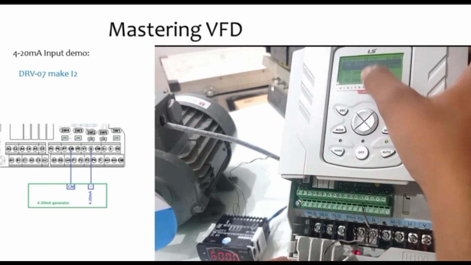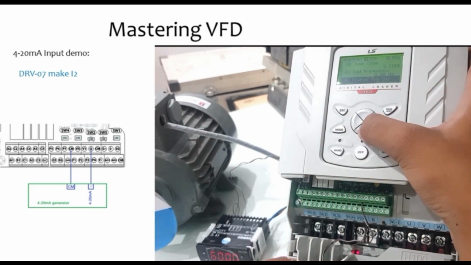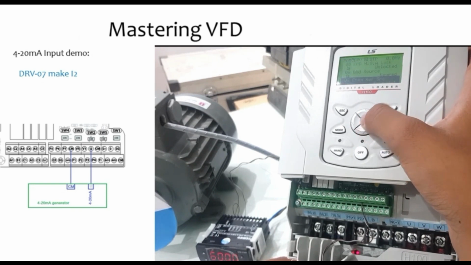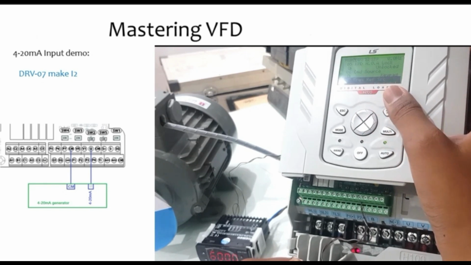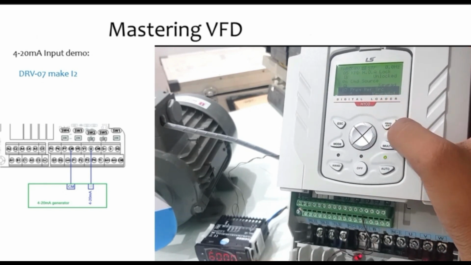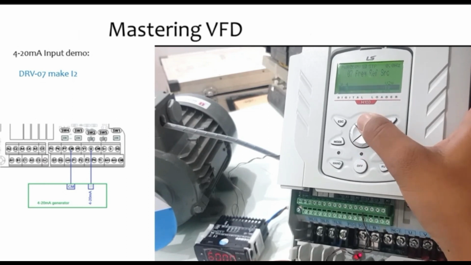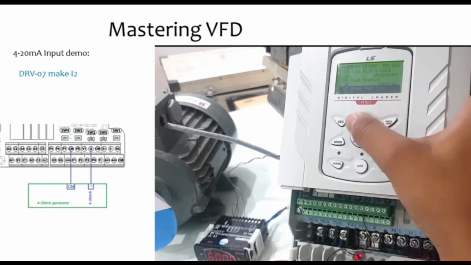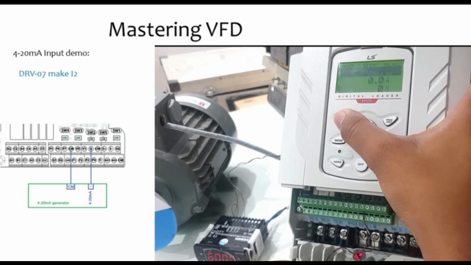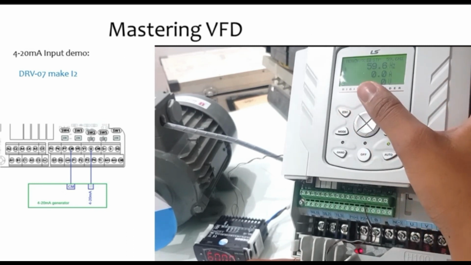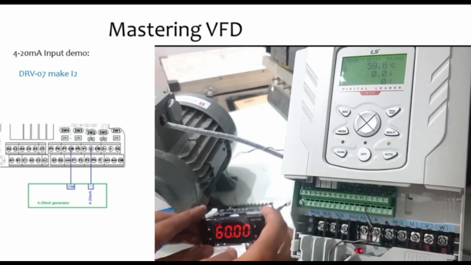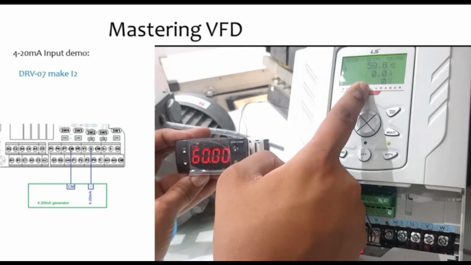I will go to DRV and then scroll down to number 7. This is number 7, the frequency reference. I will press enter and select I2, which is for 4 to 20 milliampere. Now whatever command I give here, I will receive it here.